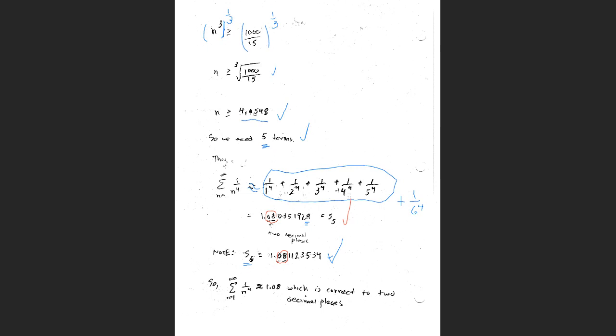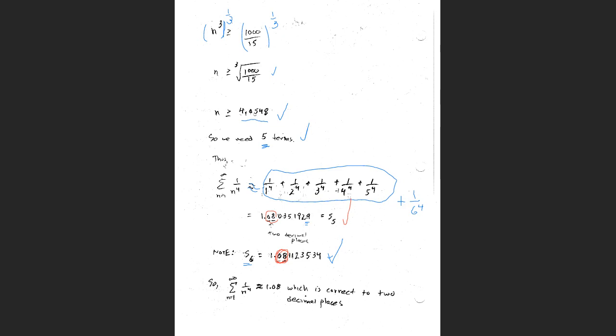If we have the 5th partial sum for this series, that estimate approximates the series correct to 2 decimal places, because adding more terms of the series doesn't change the first 2 decimal places. The 0.08.